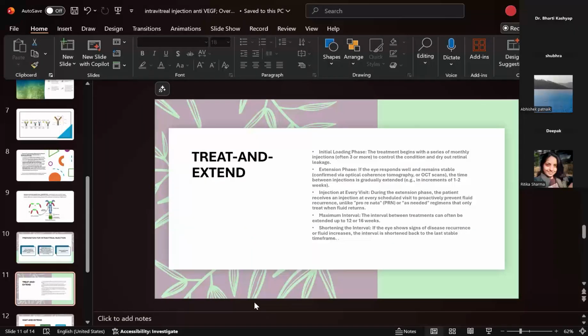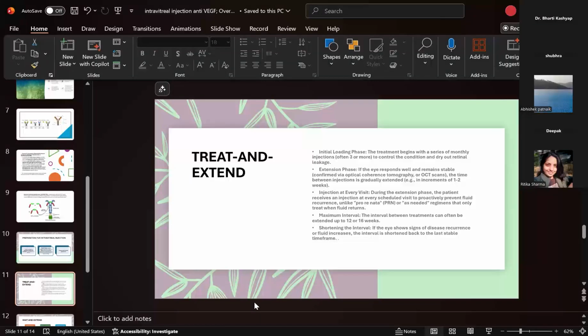Suppose the patient came to me, I saw him having an edema, I gave him an injection. Then the patient is gone. They may come, they may not come. Whenever they come, I will see. If I feel there is edema, I will inject. If I don't feel it, I won't inject. There is no set protocol, no set follow-up schedule which has to be followed.